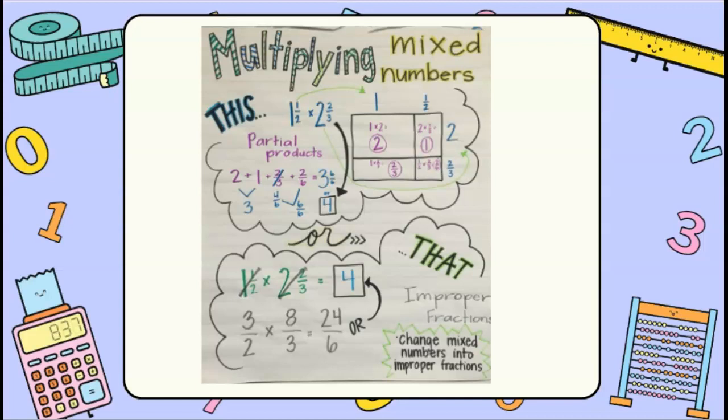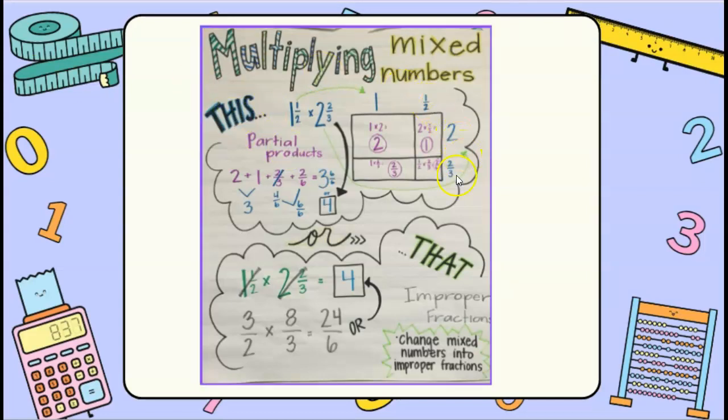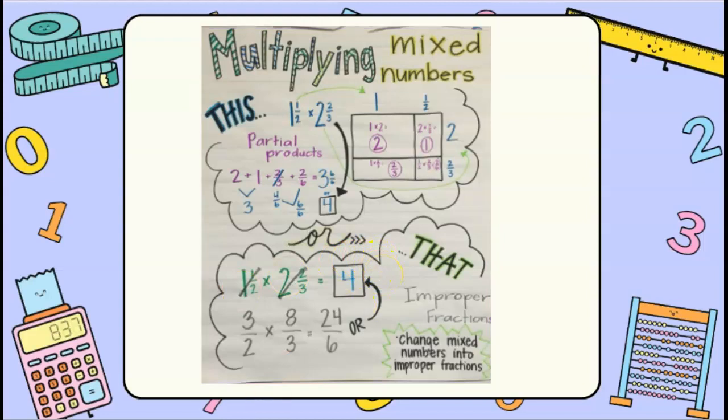When multiplying mixed numbers, we can use either strategy to find the correct product. The first strategy that we will talk about is partial products. I'm going to break down my mixed numbers, multiply different parts of them, and then add them all together. Or I will change my mixed numbers into improper fractions, multiply my improper fractions, and then simplify that fraction back into a mixed number.